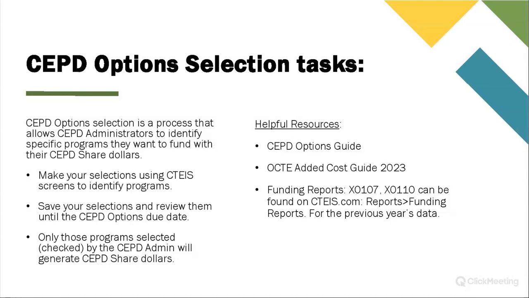So if you want to review what funding looked like for the previous year, you're able to access that report information. And if there haven't been any changes, no new programs or no new expenses, you can keep that information the same. So we're going to go through a little bit here. First I'm going to go to the CPID options guide to show you that. One second.